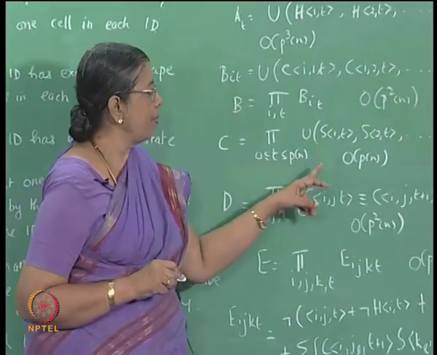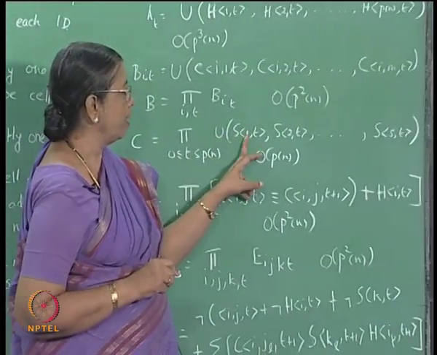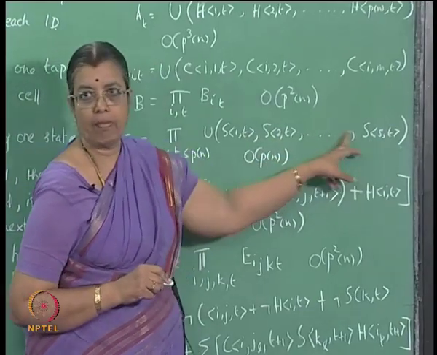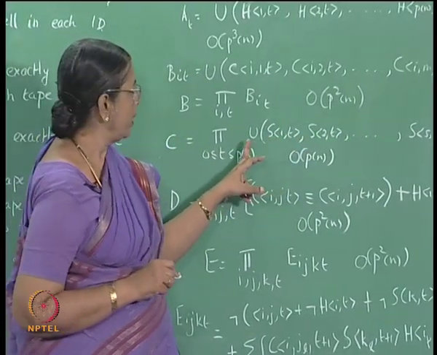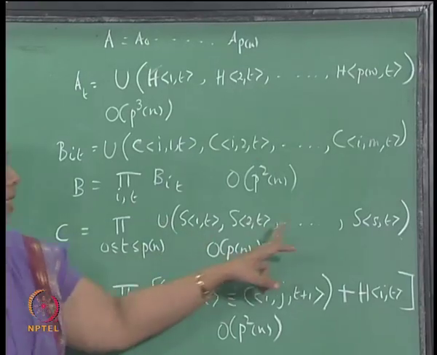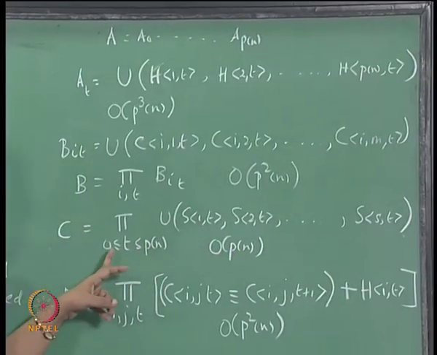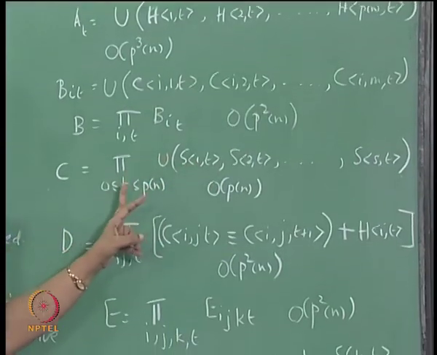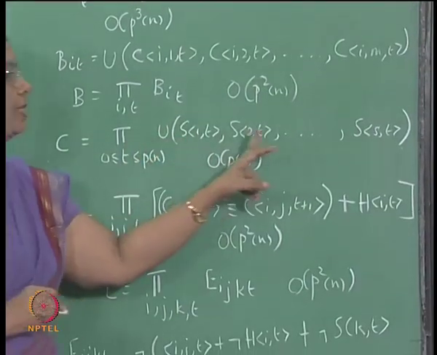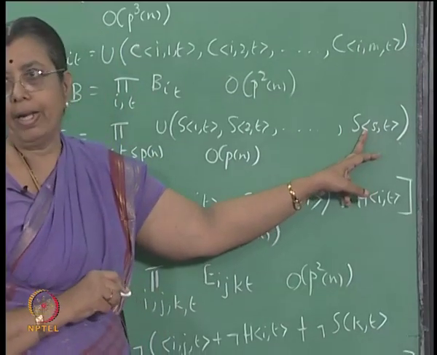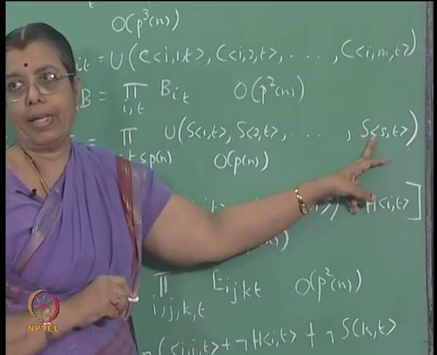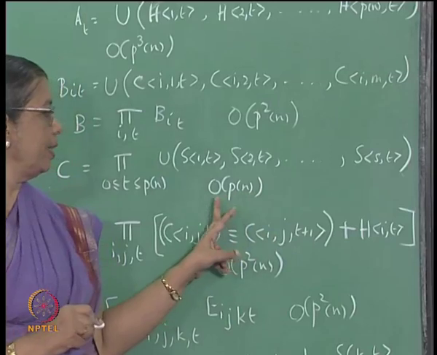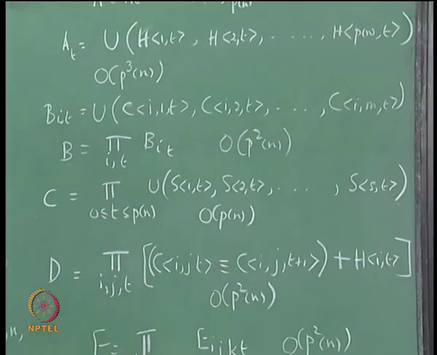So, the state can be only one of them: state 1 or state 2 or state s. Only one of them will be true, that is given by this expression, and you have to take it for all t. This is for one particular t, you have to take for all t. The length of this expression will be order s squared, but s is a constant, right. So, the length of this will be order p(n).